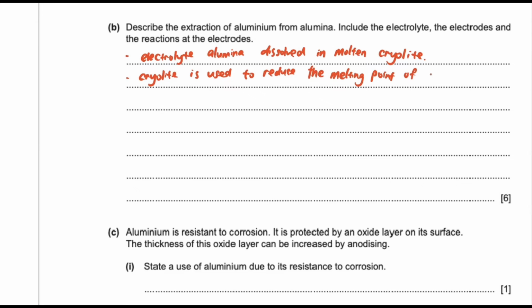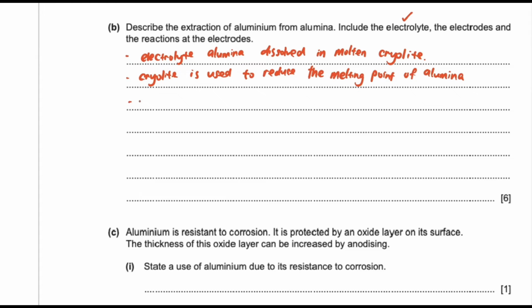Of alumina. Okay, this is what I mentioned just now. If you don't use cryolite, you have to expect the melting point of alumina to reach 4 digits. With cryolite, it will be 3 digits. Okay, so now next point. Electrolyte we said already. Electrodes are carbon.